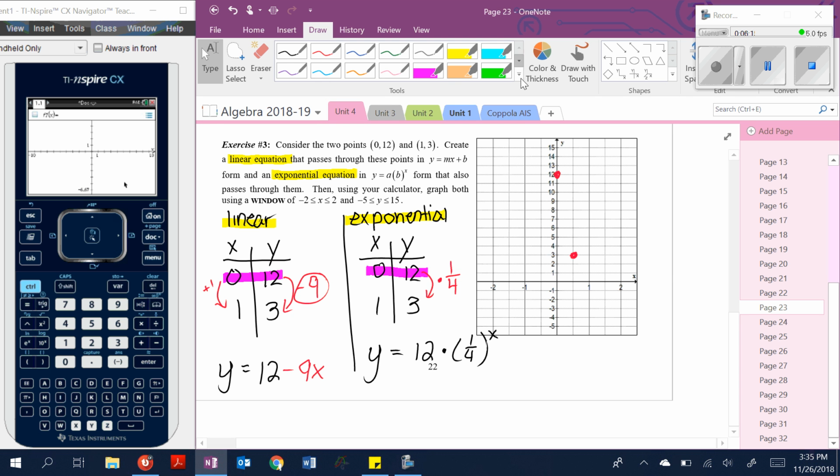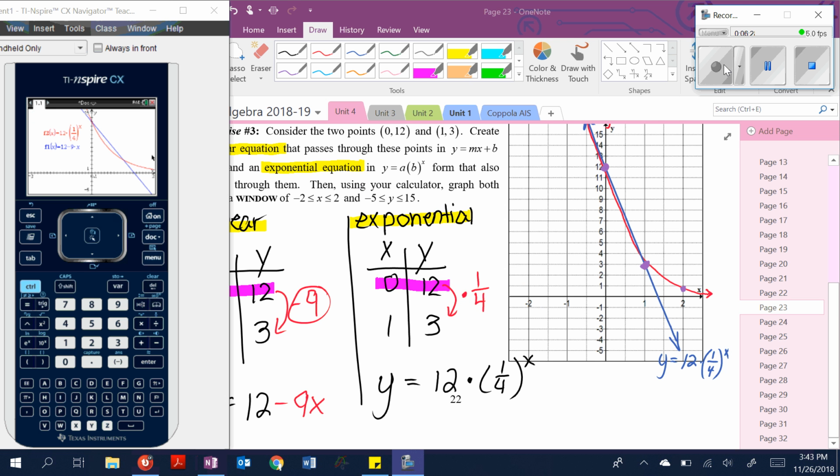All right, let's jump over to our calculator, and I'm going to pause the video, graph these two on the same graph, and it tells me what window to use for my x's and y's, so make sure that you do the same. All right, so here you can see the two beautiful graphs that we created.